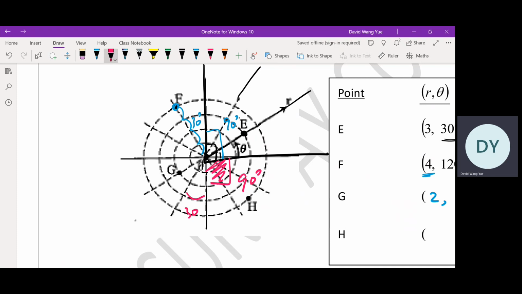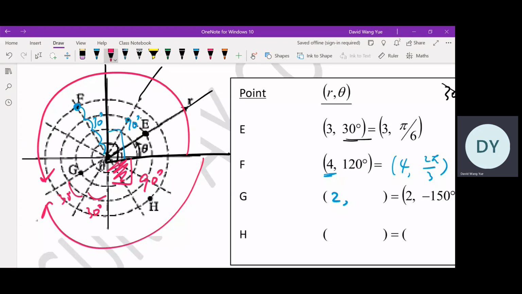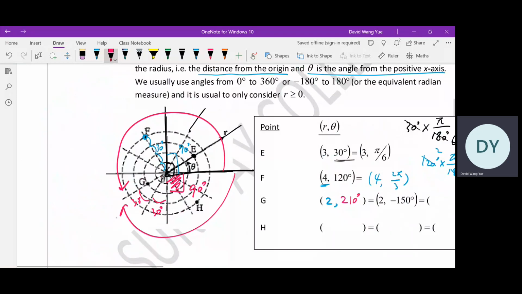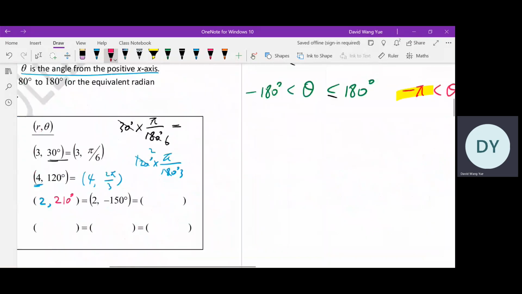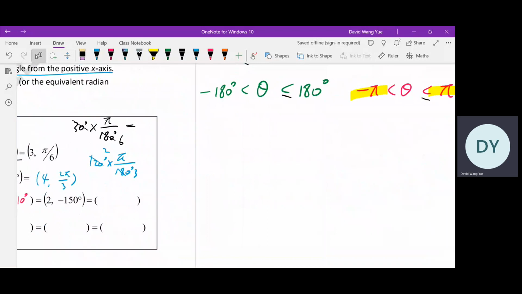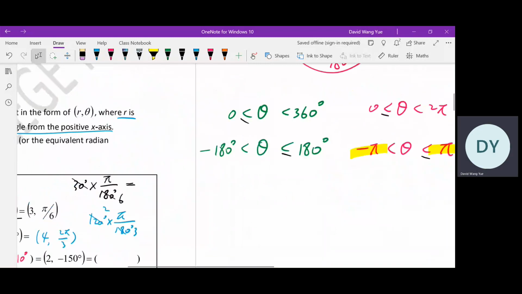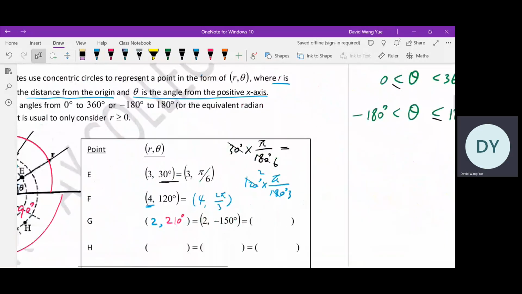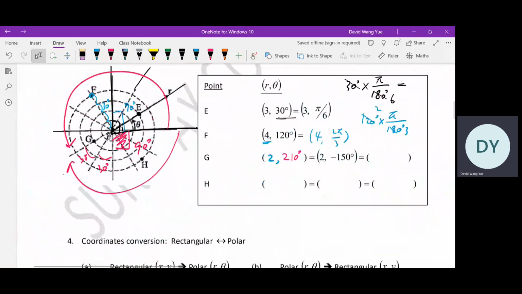If I choose to go the positive side, that should be 210 degrees. Both are correct. It all depends on what the question requests. Now, if the question mentions the angle is in between minus 180 to 180, then theta should be negative 150. If theta is 0 to 360, then theta should be 210 in this case.